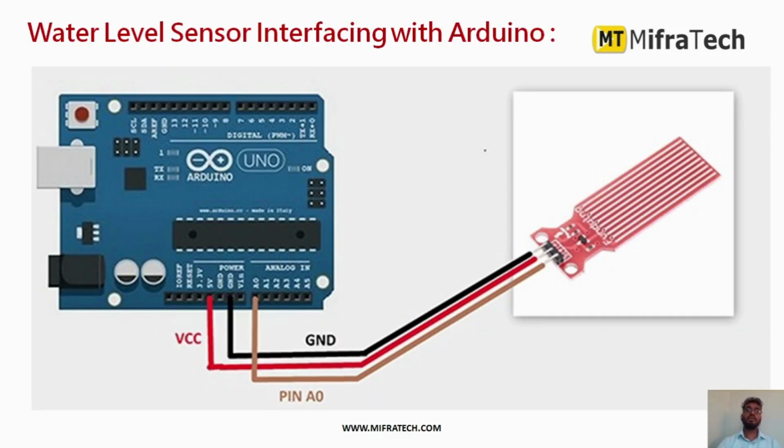Next we will see how to interface this water level sensor with Arduino and program it. As it has 3 pins, first VCC connects to the 5 volts power supply of Arduino Uno, then ground connects to the ground pin of Arduino Uno. As it gives analog values, the signal pin connects to an analog pin of Arduino Uno. I have connected it to pin A0. This is the simple connection to interface the water level sensor with the Arduino Uno microcontroller.